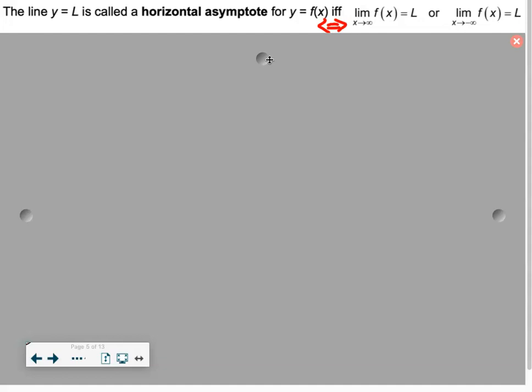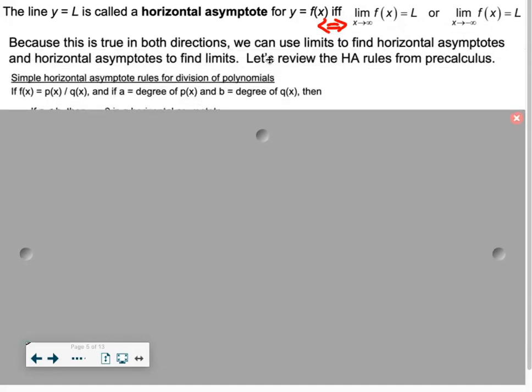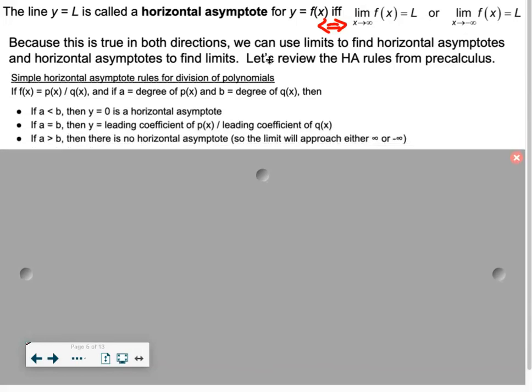Okay. So it helps if you know the rules for horizontal asymptotes. Now in, I think pre-calc, it might be algebra 2, I think in algebra 2 is when you first learn the rules, the tricks for horizontal asymptotes. So do you guys remember if you have what's called a rational function, which is a function that's a fraction?